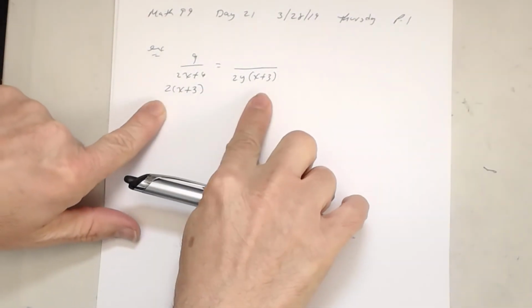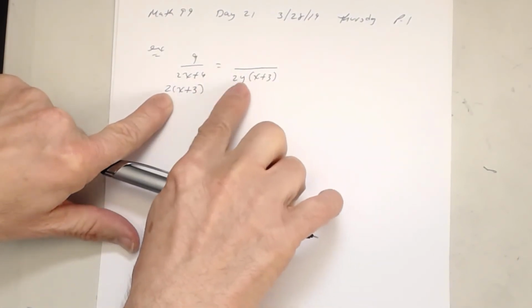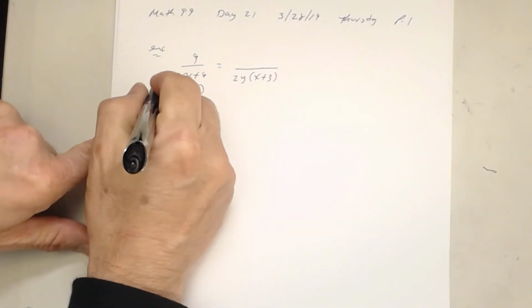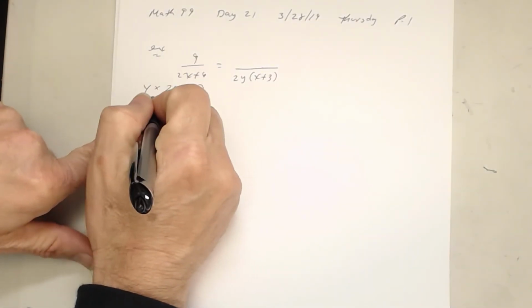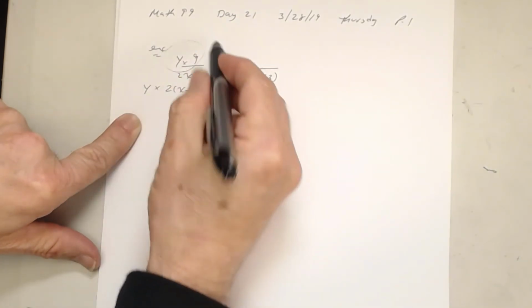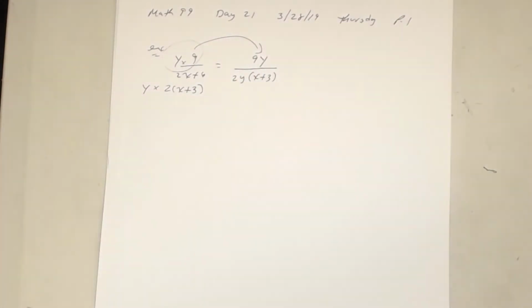Okay. Now, this is what I have. This is what I want. So what is it I got to multiply this denominator by to get this that I want? What's missing? The y. So you're going to say times y. But what I do to the denominator, I do to the numerator. So this right here goes here. So what's this? 9y. So you would say the numerator has to be 9y. Okay?